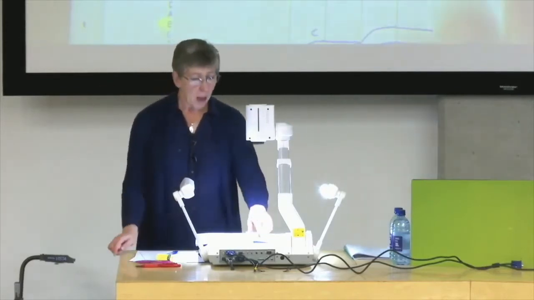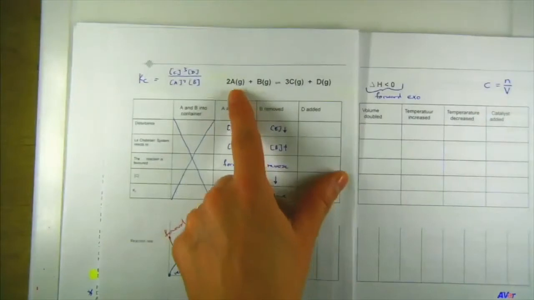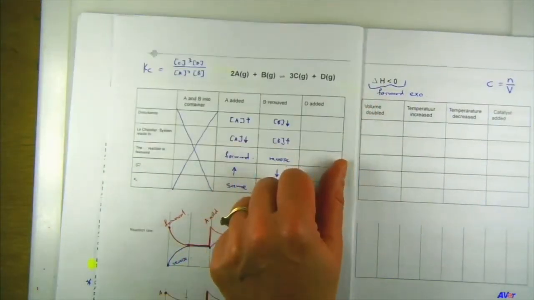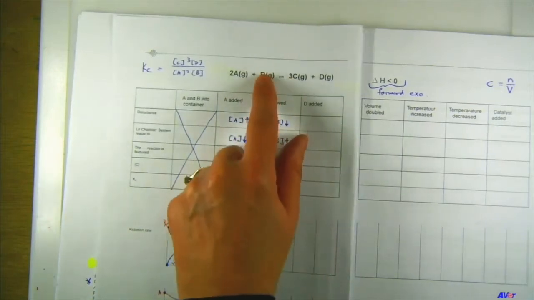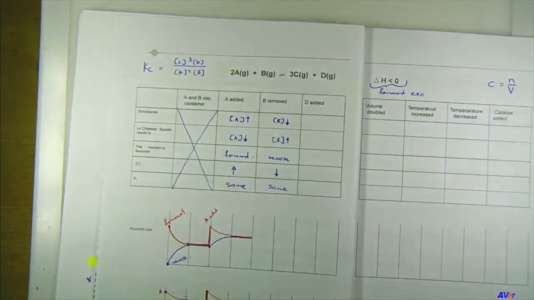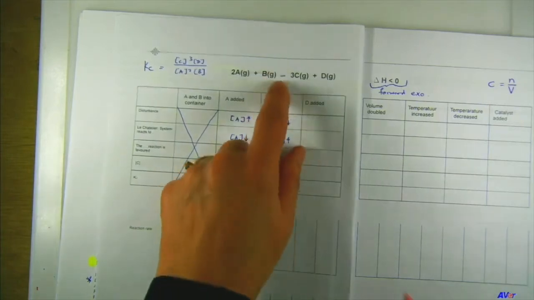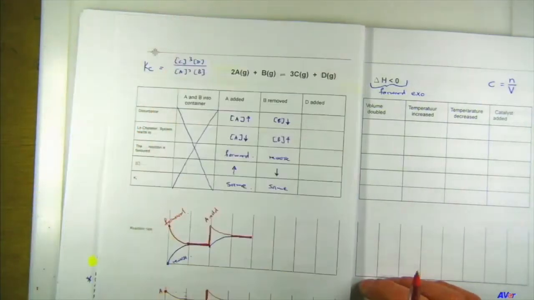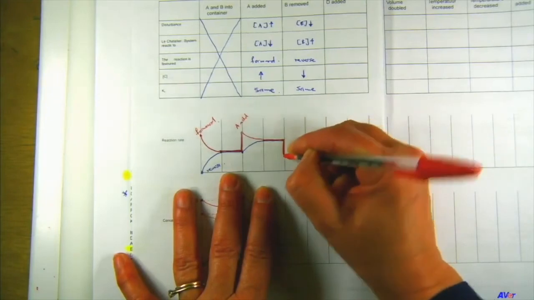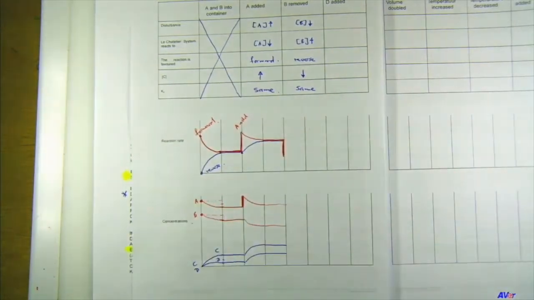Down. Now, if I'm removing B, am I slowing down the forward reaction or am I slowing down the reverse reaction? I'm removing B. I'm making the forward reaction slower. I'm taking its stuff. It can't happen as well. If I'm taking B, then the forward reaction is going to be slower. So at that moment, if I take away B, the forward reaction rate is going down.